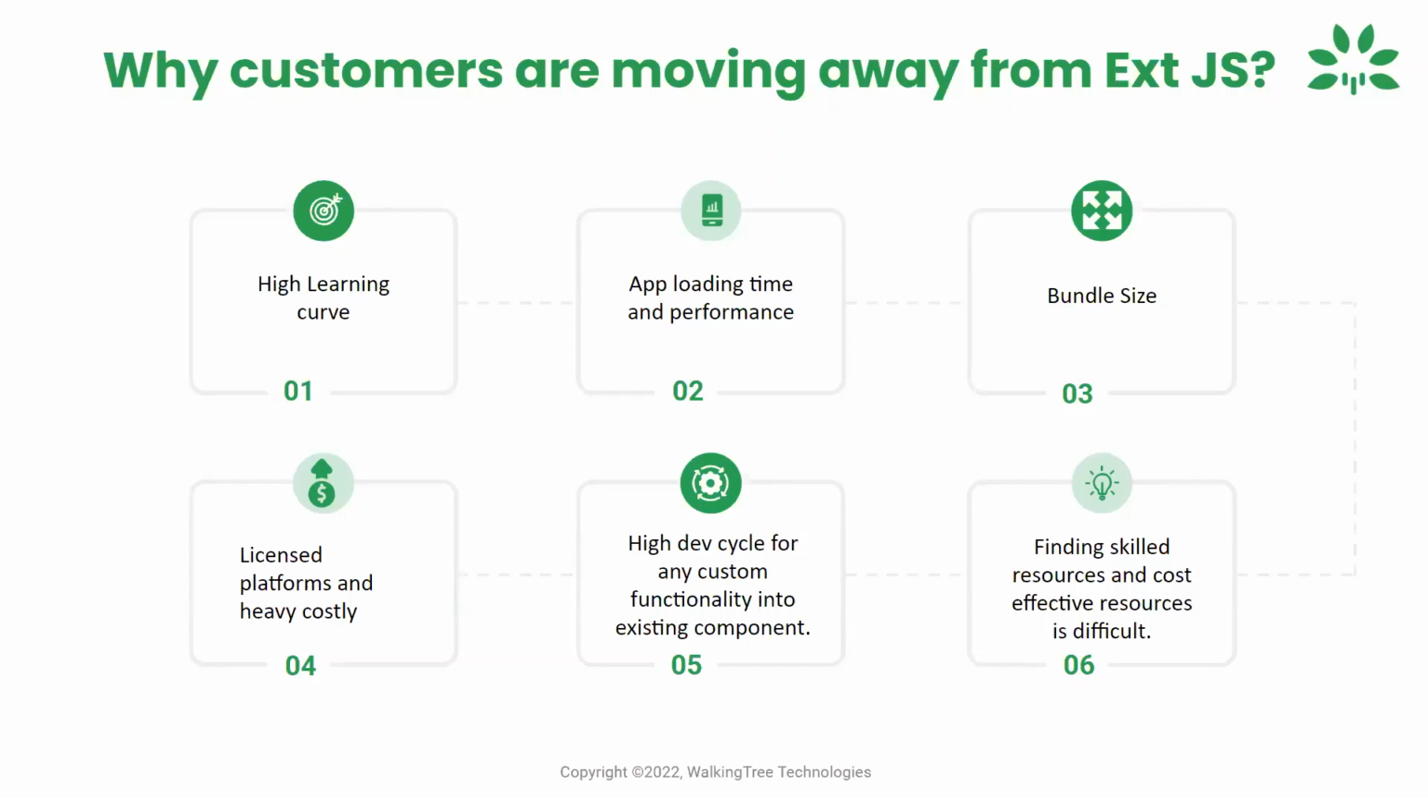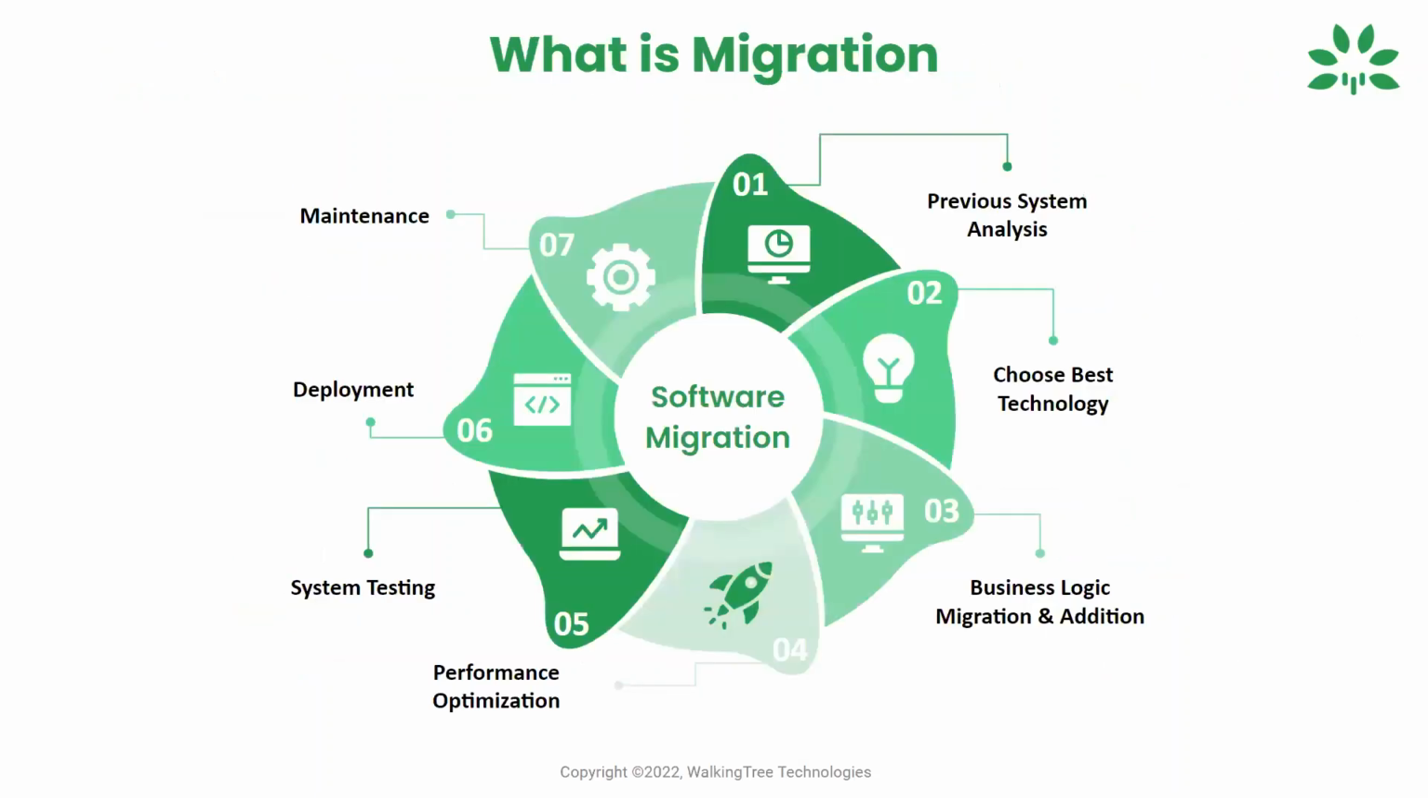And given all this, the high learning curve and the licensing cost, finding a skilled resource, even though we find a skilled resource in ExtJS, the cost of these resources is huge, so finding cost-effective resources for ExtJS became a bottleneck and made it difficult to maintain the ExtJS application. I mean, not about developing, but even maintenance of the existing application has become more costly when compared to any other frameworks. So majorly, these are the 6 reasons that we could find why any customer would try to move away from ExtJS.